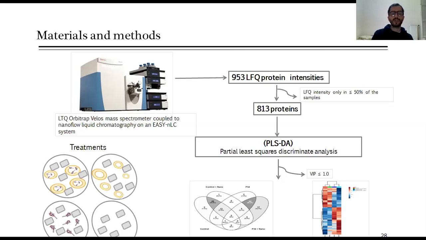Peptides were analyzed on an Orbitrap Velos mass spectrometer coupled with nanoflow liquid chromatography, and this analysis permitted us to identify 813 proteins after elimination of false positives. Partial least squares discriminant analysis was carried out to identify the significant proteins with different regulation, as it is possible to see in this heat map.